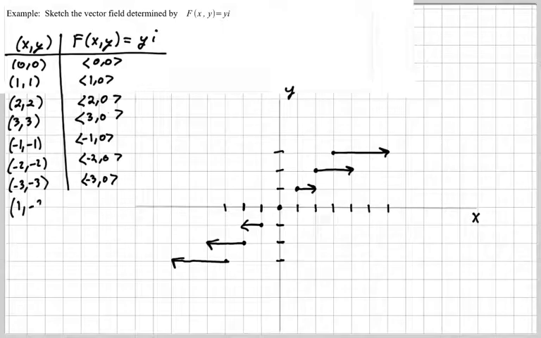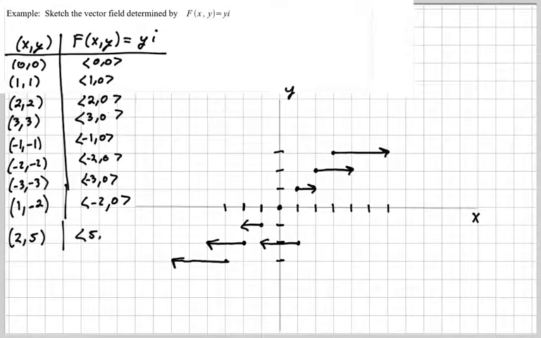Let's do a couple more points. Let's look at (1, -2). That's going to give us the vector <-2, 0>. Okay, so there's the vector there. What about the point (2, 5)? That would give us the vector <5, 0>. All right, (-3, 4). That point will give us the vector <4, 0>.